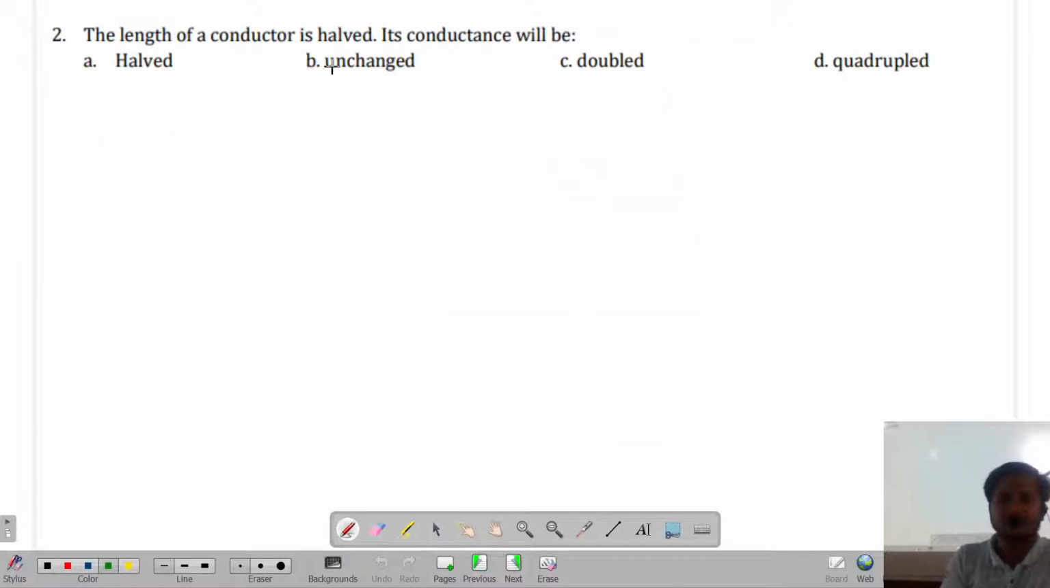Second question. The length of the conductor is half. The conductance will be... What was conductance? Similar question. G was equal to 1 by resistance. Got it or not? Resistance is equal to rho L by A. So what will happen? This will be 1 by rho L into length A.